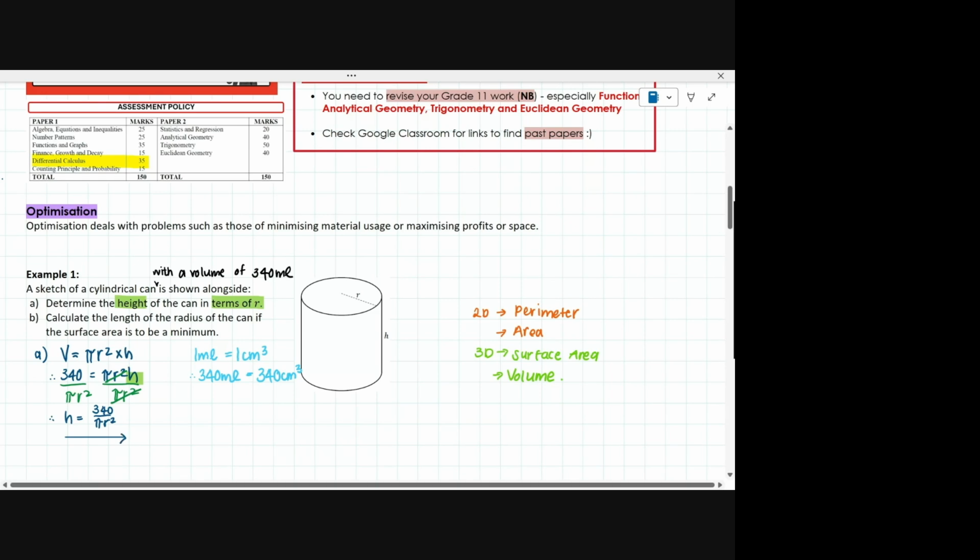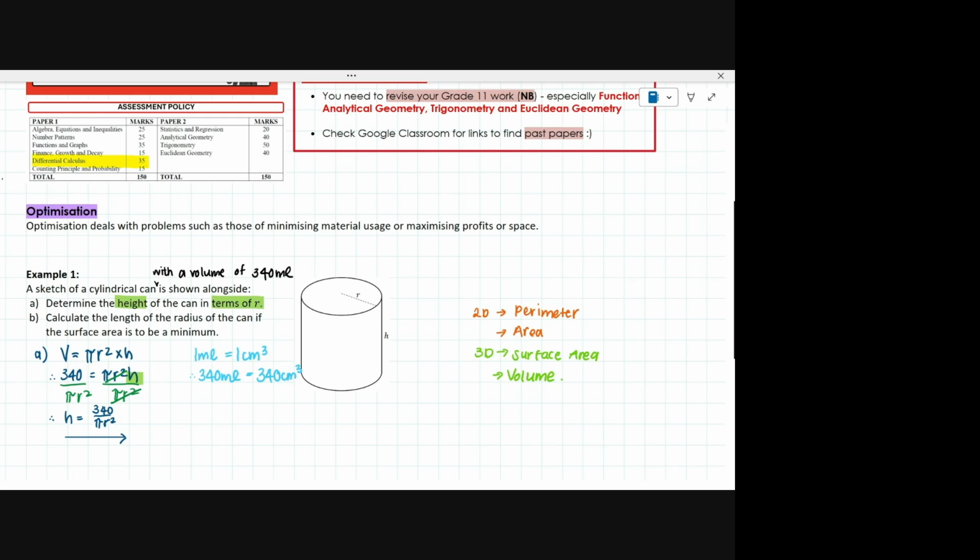Now that I have that, I can move on to my next question. Remember I said we're probably going to use surface area and volume for 3D shapes. We've used the volume. The next question says, calculate the length of the radius of the can if the surface area is to be a minimum. Now I can move to the surface area formula. A little trickier, but we'll chat about it now.